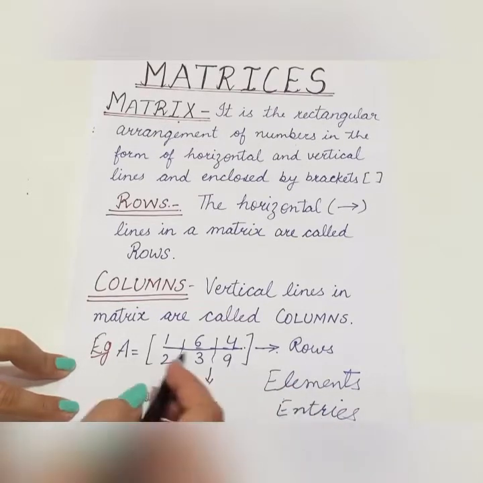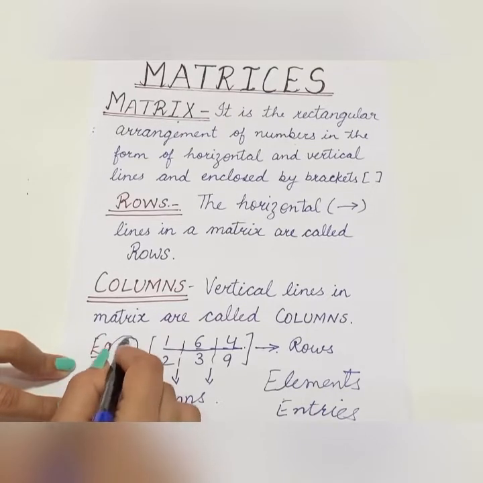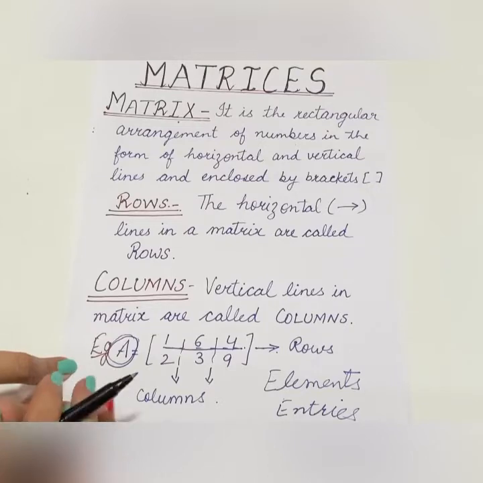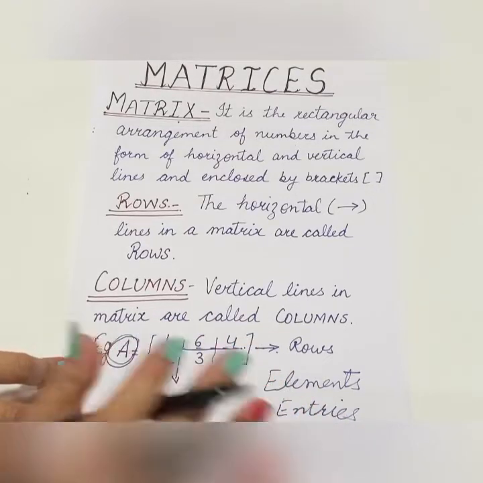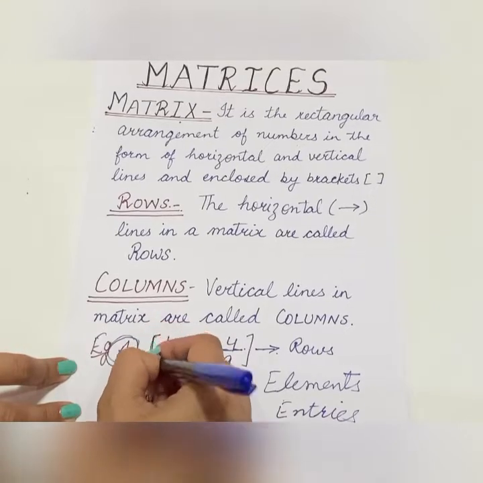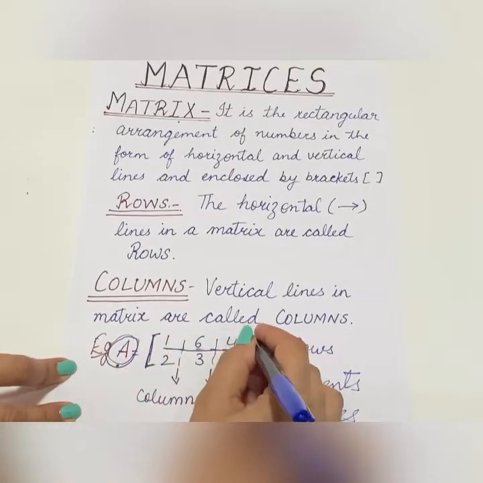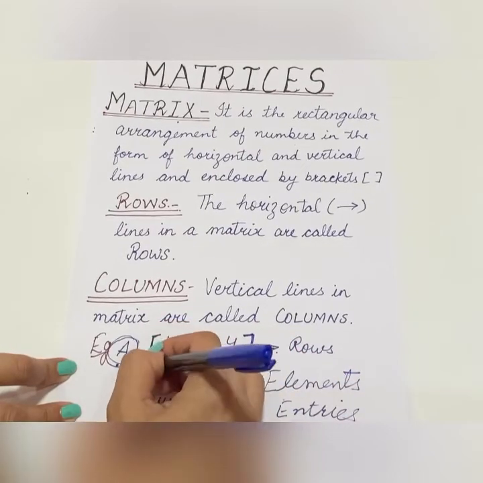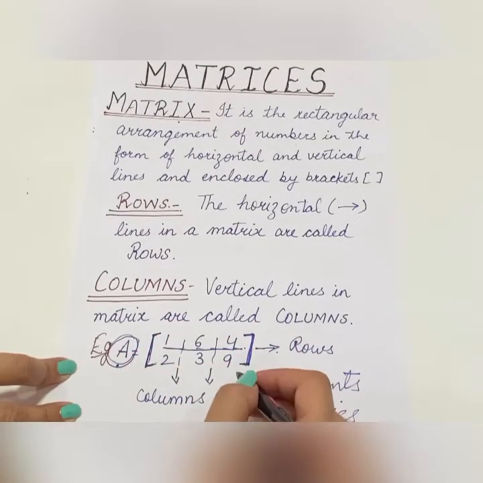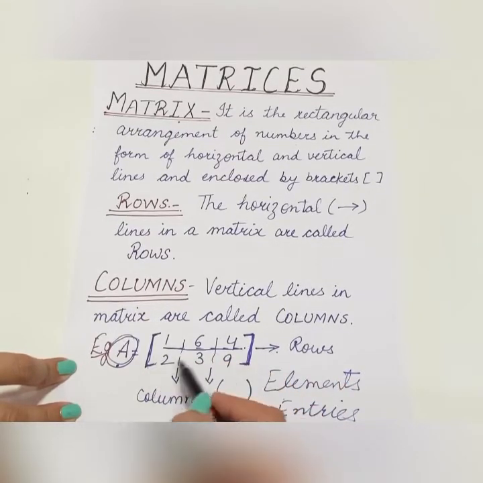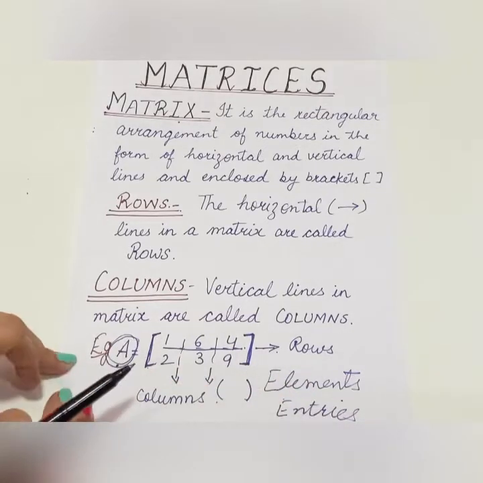Remember, another important thing is that a matrix is always represented by a capital alphabet. It is always represented by a capital A, B, C, D, any one, but it should always be capital. And these elements are always put in a square bracket. Sometimes they can be in round brackets also, but usually we always try to put them in square brackets. So 1, 6, 4, 2, 3, 9 are the elements.